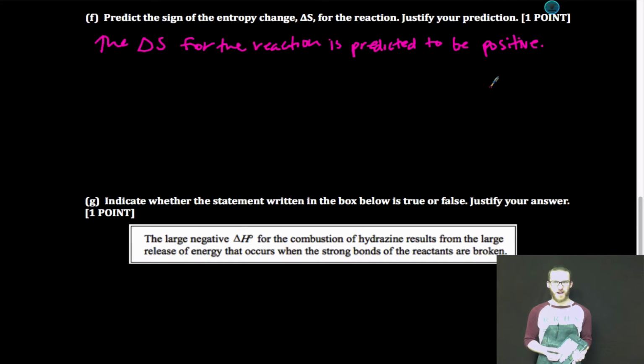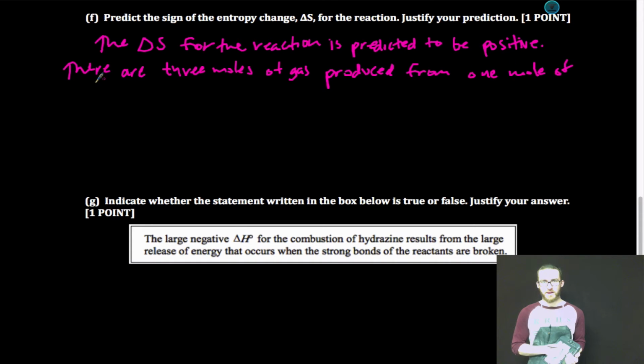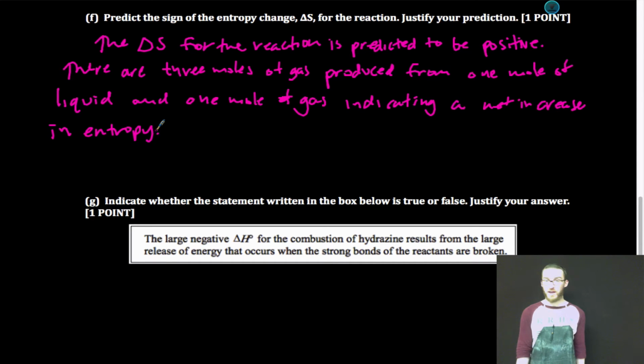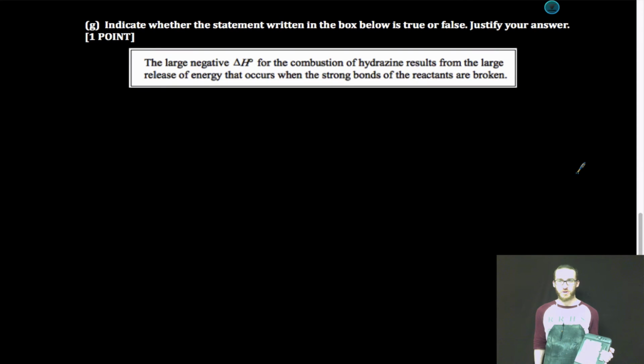Let's justify. There are 3 moles of gas produced from 1 mole of liquid and 1 mole of gas, indicating a net increase in entropy. Things are getting more disordered. Alright, that brings us finally to part G. Indicate whether the statement written in the box below is true or false. Justify your answer. Alright, let's tackle this box.